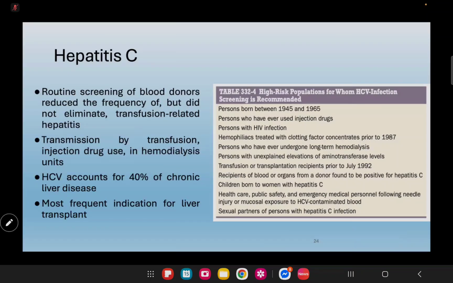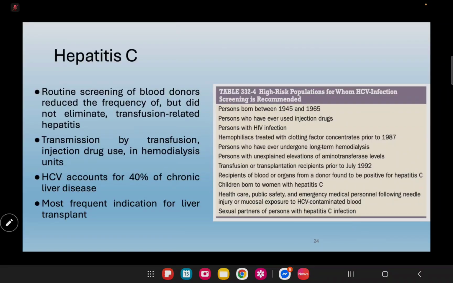Routine screening of blood donors has significantly reduced hepatitis C virus-related transfusion cases, but it has not eliminated hepatitis C entirely. The virus is transmitted through blood transfusions and organ transplant, injection drug use, even in the hemodialysis unit. Less commonly through sexual contact or perinatal transmission, but could also be.